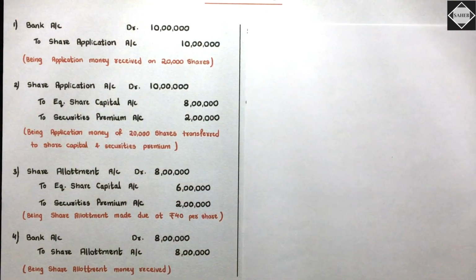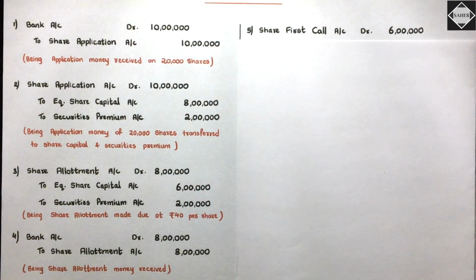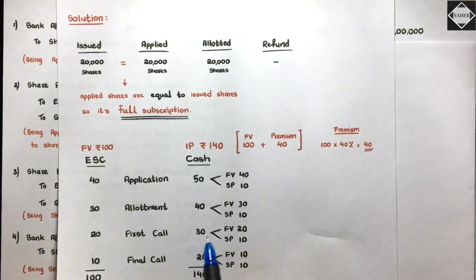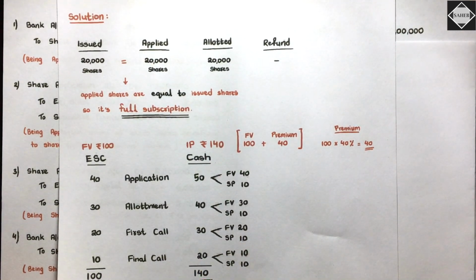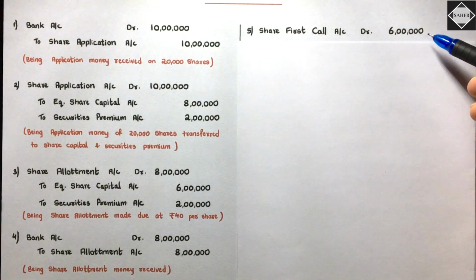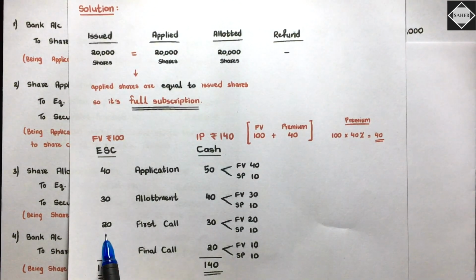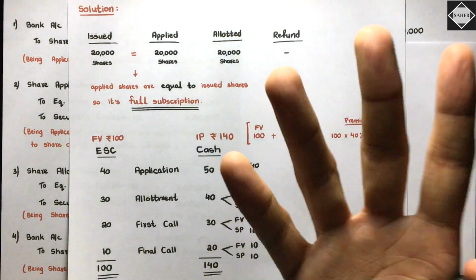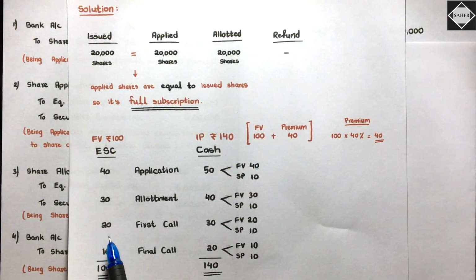Debit it, right? Share first call account debit. How did we get 6 lakh? Really easy. What is the shortcut? Allotted into IP. Allotted 20,000 shares into IP 30. If you do that, 20,000 into 30, that's equal to 6 lakh. Is this all because of capital? No. How much is because of capital? Only 20 rupees. Allotted 20,000 into 20, that is 4 lakh. 4 lakh is because of capital.